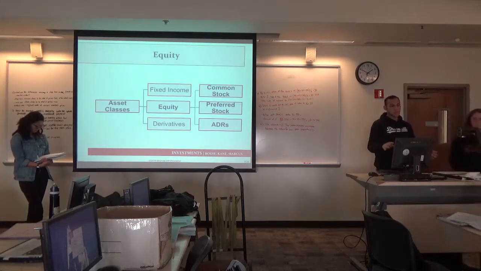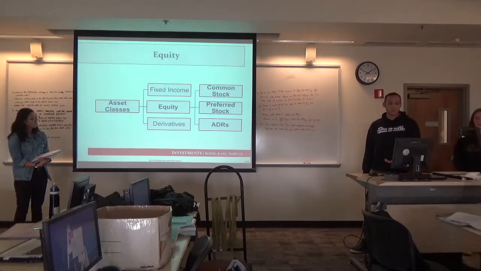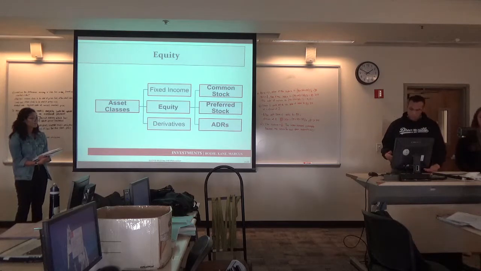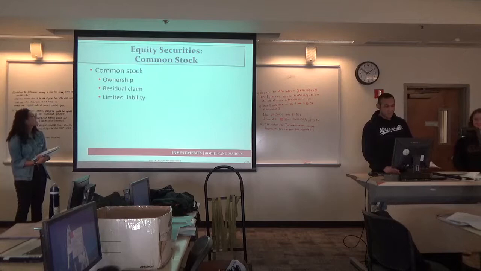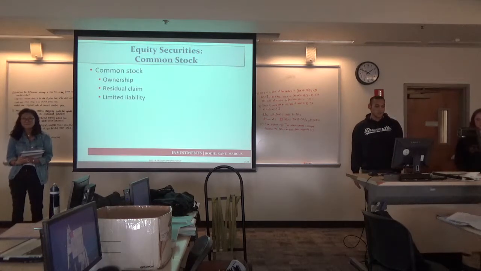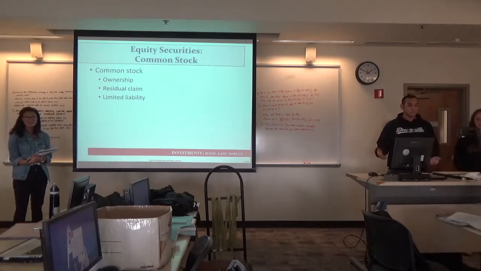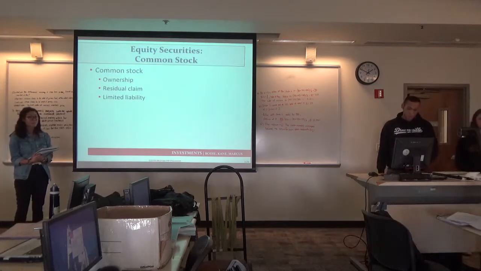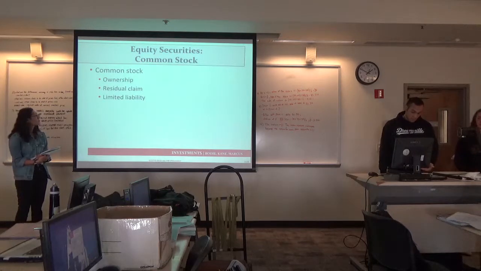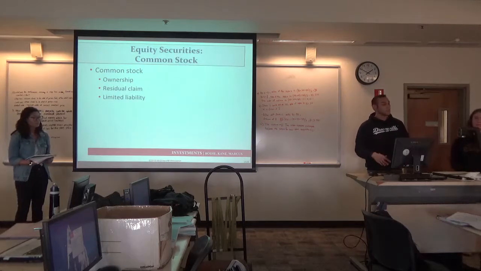Now, moving on through asset classes, we're going to move on to equity, and that's going to consist of common stock, preferred stock, and ADRs, which I'm going to get into. So common stock is ownership in a company. It gives you a little bit of residual claim. This means that you're really at the bottom of the ladder with common stock, so you're usually the last to get something. However, it does have limited liability, which means that the company's liabilities are not yours. You're only responsible for what you put in.